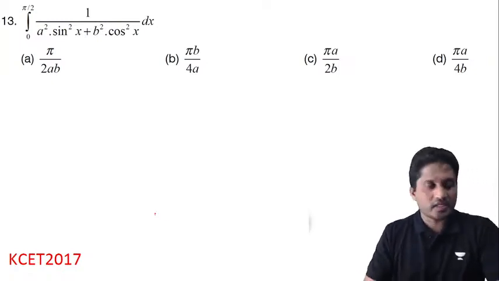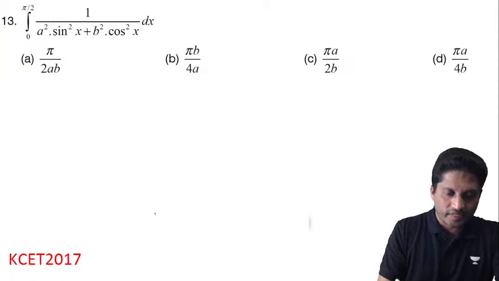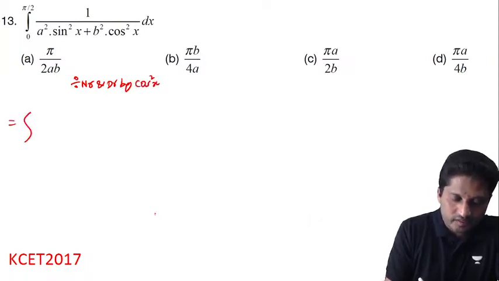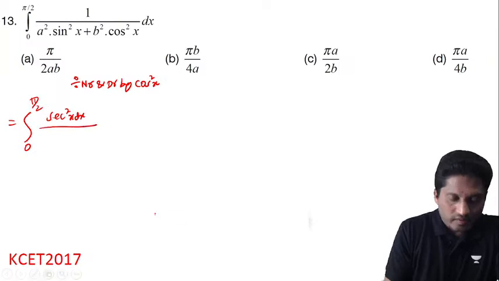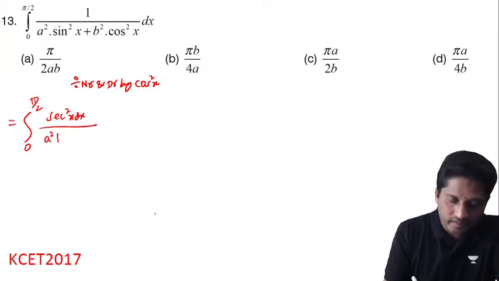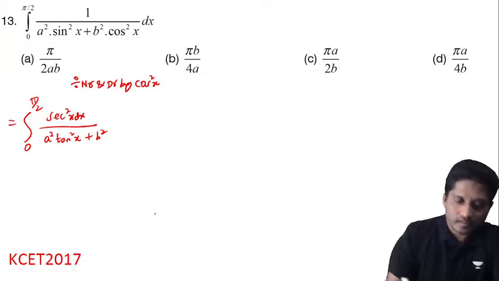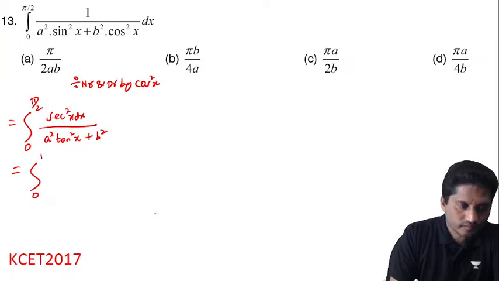Okay, now listen, it's a standard result, but anyway, I'll prove it. Divide numerator and denominator by cos square x. The limits are 0 to pi by 2. 1 by cos is sec, so you get sec square x dx divided by a square tan square x plus b square. I'm just dividing the numerator and denominator by cos square x. So this can be written as the integral from 0 to pi by 2 of sec square x dx divided by b square plus (a tan x) the whole square.